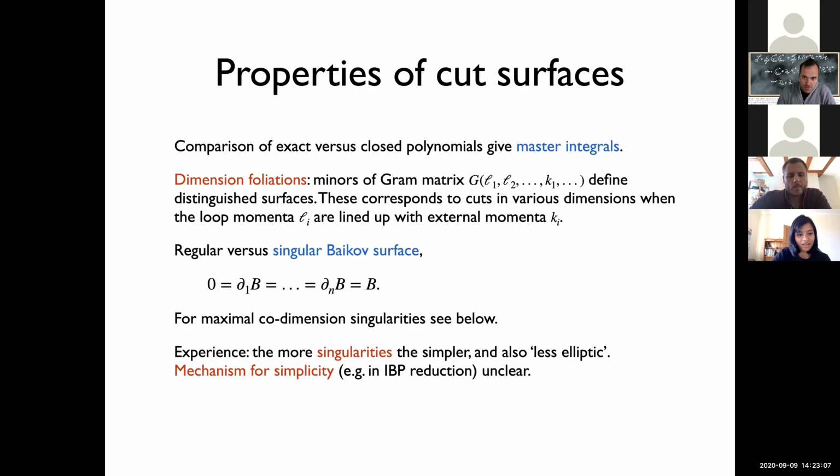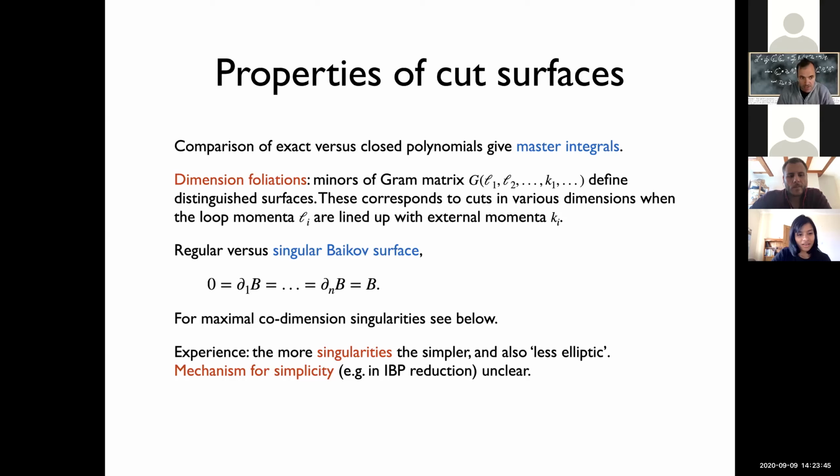Some of the important properties that we will use later of these cut surfaces are, of course, that when we try to understand how many master integrals we have in a given topology, we consider all the polynomials that live on this space, and then we mod out by the total derivatives, and that gives us the set of master integrals. So that's the typical IBP reduction idea. Okay, so we know this, of course.